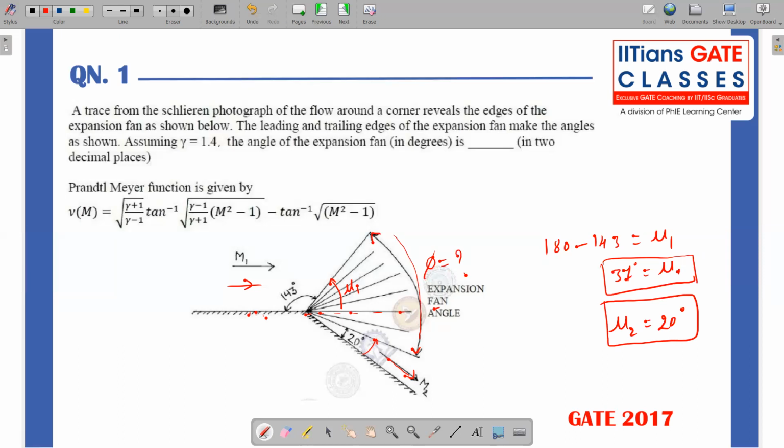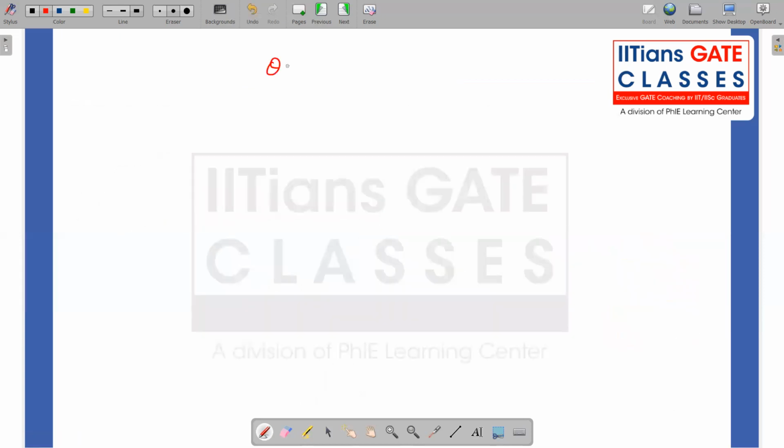So how are we going to approach? It's straightforward. From the geometry, we already understood that the only missing part over here is theta, the deflection. So this theta is unknown. But we have a very beautiful relation from the Prandtl-Meyer function that theta can be written in terms of nu of M2 minus nu of M1, right? So Prandtl-Meyer function at M2 minus Prandtl-Meyer function at M1 will give you the deflection angle theta.